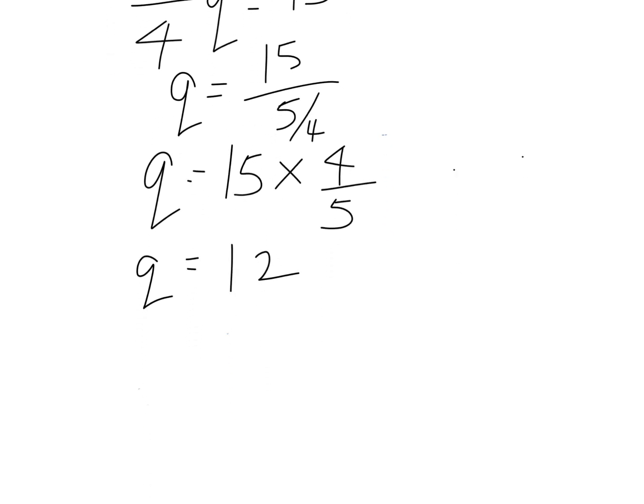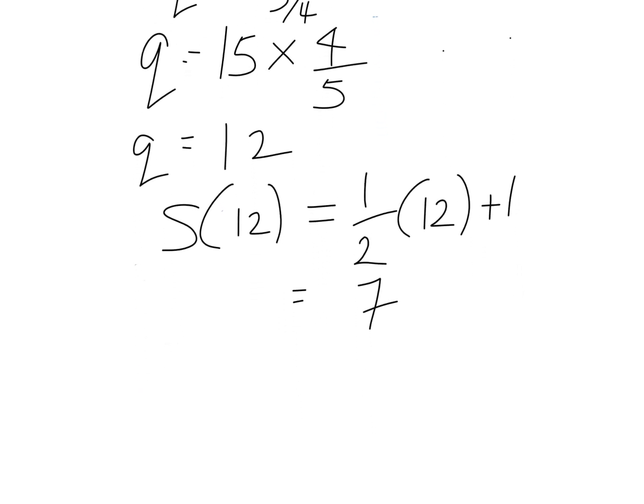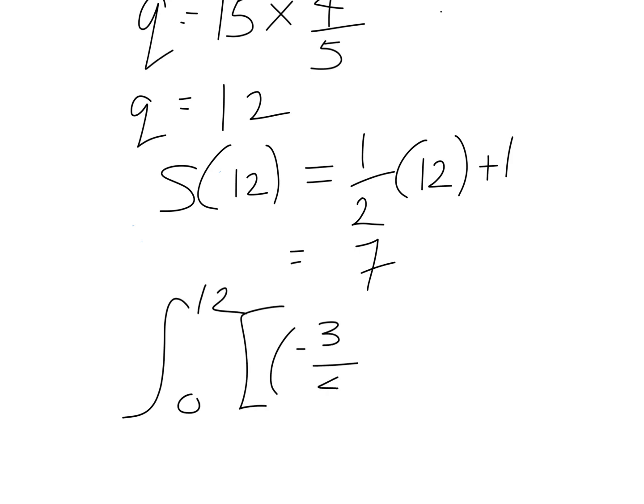Then we would have to find what the supply at 12, for example, would be. So 1/2 of 12 plus 1, and of course 6 plus 1 is 7, and we can proceed from there. If we're looking at consumer surplus, our next step would be integration. So consumer surplus can be found by integrating and evaluating from 0 to 12 of this function.